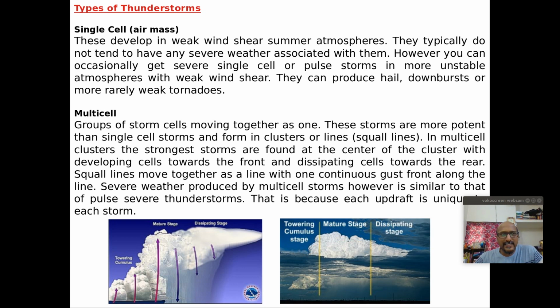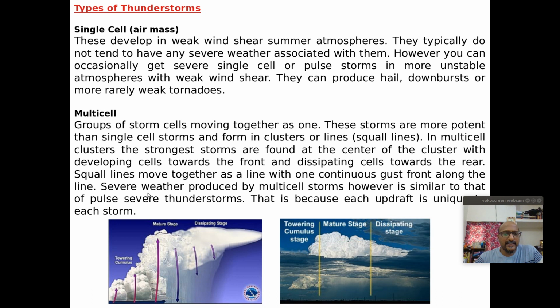This type of ordinary single cell thunderstorm lasts for about 1 to 2 hours. They can be created in a weakly sheared environment with very little conditional instability, so it will not last for a longer time, and they can typically produce lightning, heavy rain, downbursts and hail, things like that. Another classification is the multi-cell storms.